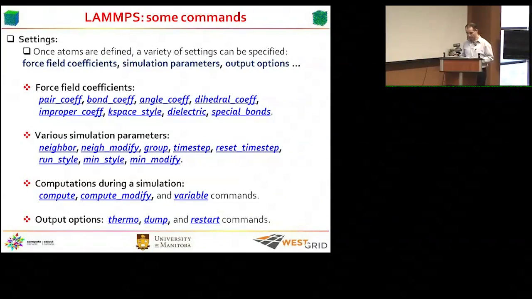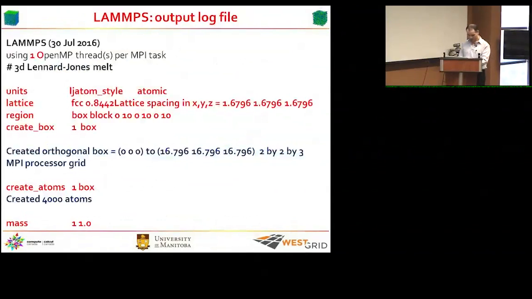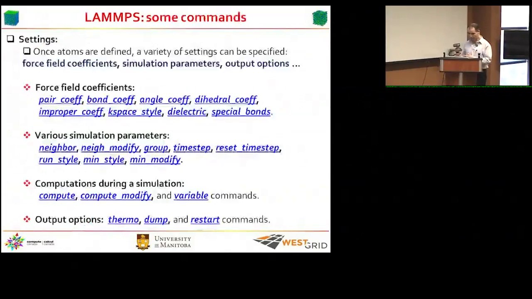So during simulations, you can compute many parameters using thermo_style. By default, LAMMPS prints out some parameters, I think time step, temperature, potential energy. But it's possible to change this behavior and print more data.